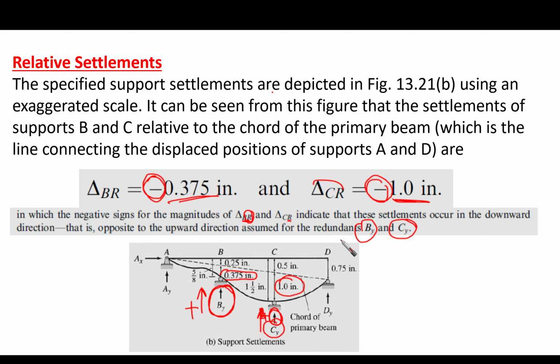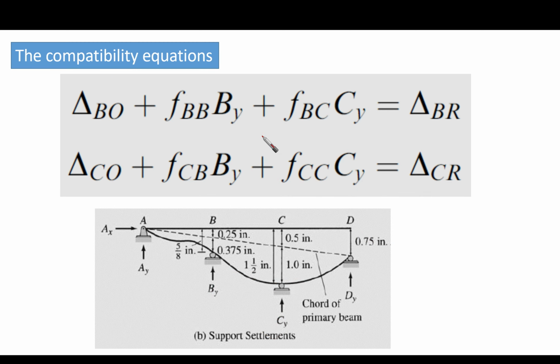Okay, so we are dealing with the sign convention now, and we understand that our redundants are heading up, which is the positive direction. Our relative displacements are heading down, going down, which is minus, as you can see here. Okay? Now let's go to the part related to the Compatibility Equation.